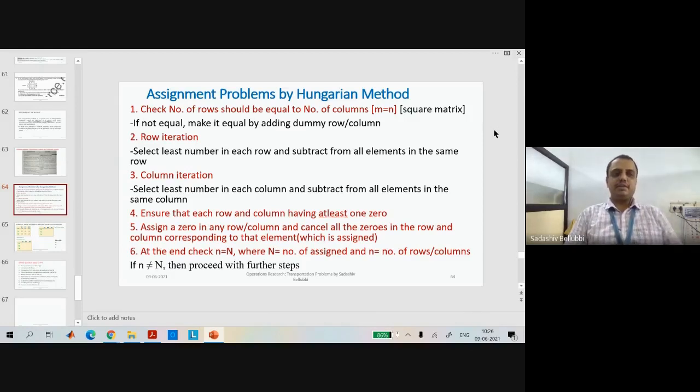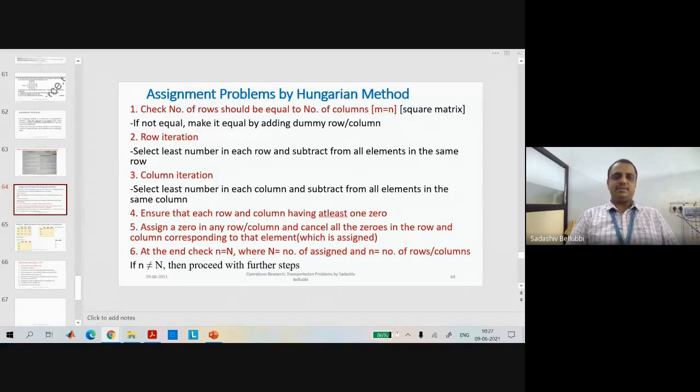If not equal, then we need to make it equal by adding a dummy row or a dummy column. Whichever is the lesser one, we need to add to it and make it balanced. That is the first step. And you need to write it in the exam also, whether the number of rows is equal to the number of columns or not. And the second step is row iteration.